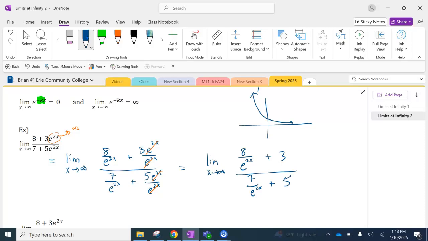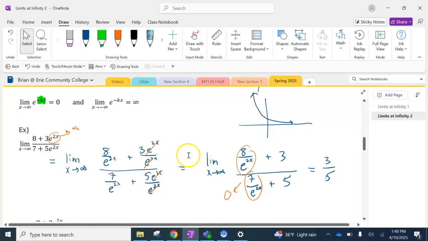And what do we see happening? These terms that I'm circling are going to approach 0 as x gets bigger and bigger and bigger, and therefore the overall limit is going to be just 3/5. We can verify that graphically also.